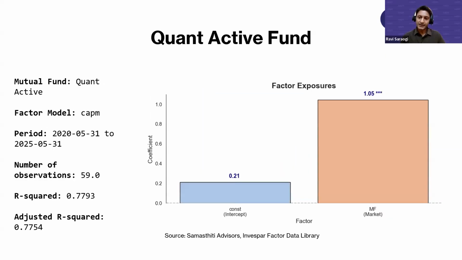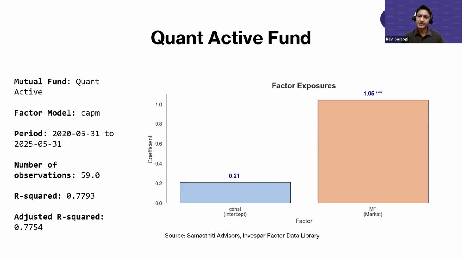So let's turn to another fund, Quant Active Fund. This is a multi-cap fund, 50% large cap, 25% mid cap, 25% small cap, a typical multi-cap fund. What we are seeing here is a simple CAPM regression. The market beta is 1.05 and highly statistically significant. So this fund moves pretty much in line with the market. A beta of 1.05 pretty much means this fund moves in tandem with the market. The intercept is 0.21%, but it is not significant. There is no star, so there is no strong evidence of alpha generation happening here.